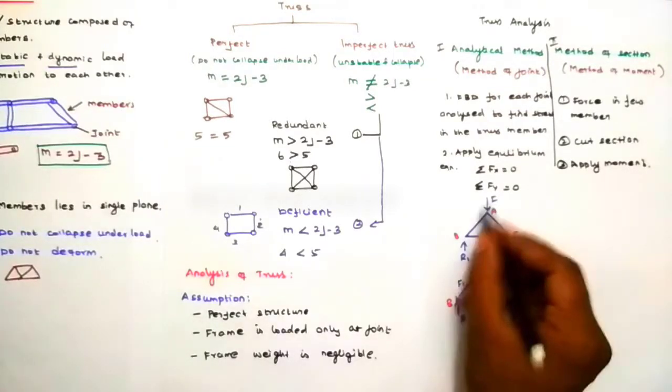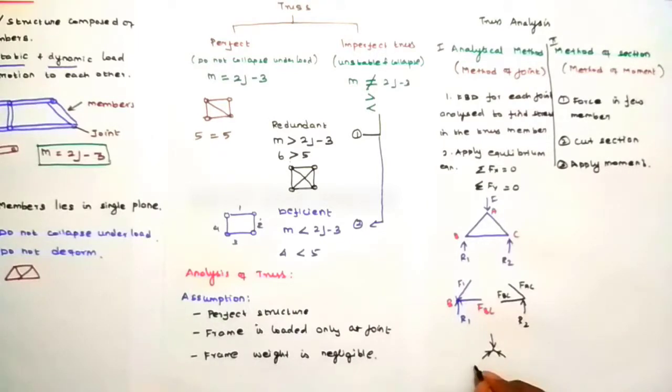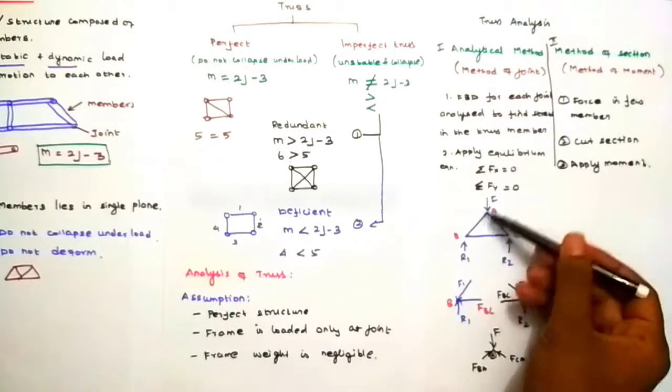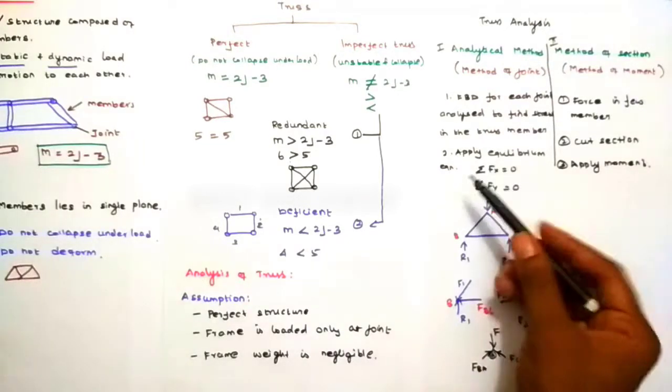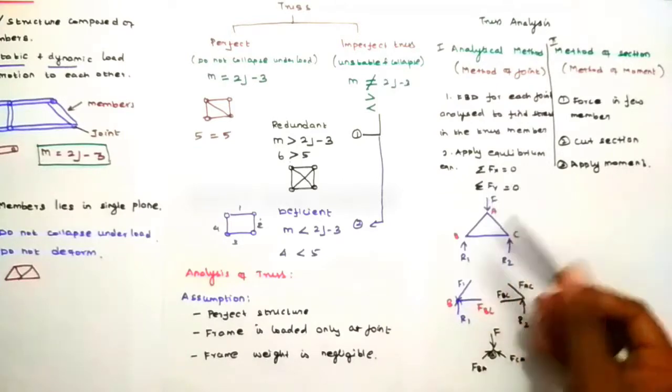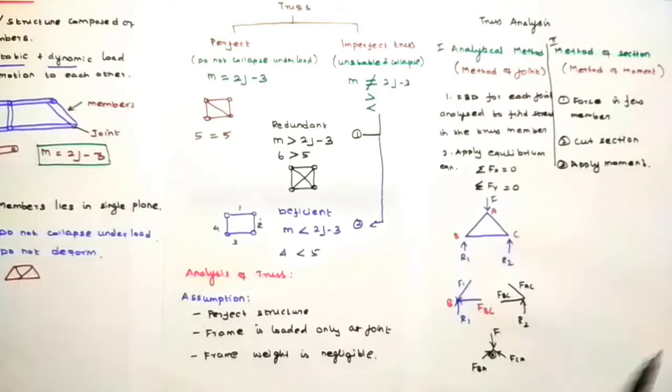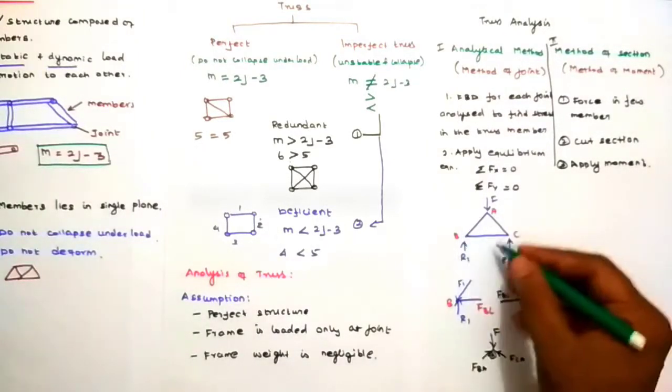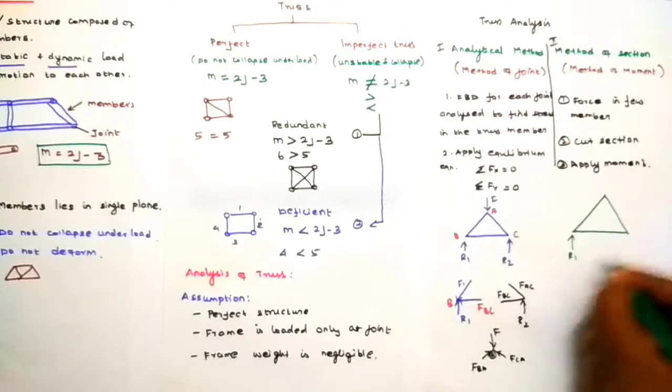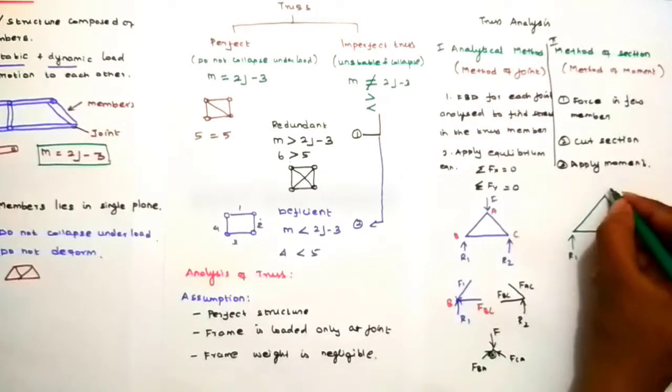For joint A, we can draw force FBA, FCA and F. This one is joint A. Like this, we can draw the free body diagram for individual joints and we can apply the equilibrium equations: summation of Fx equals 0, summation of Fy equals 0. So we can find the forces in each member. The condition is that no more than two unknown forces should be at every joint. Then only we can apply this method. In method of section, for this structure we can do like this: R1, R2 and force F and joints A, B, C.